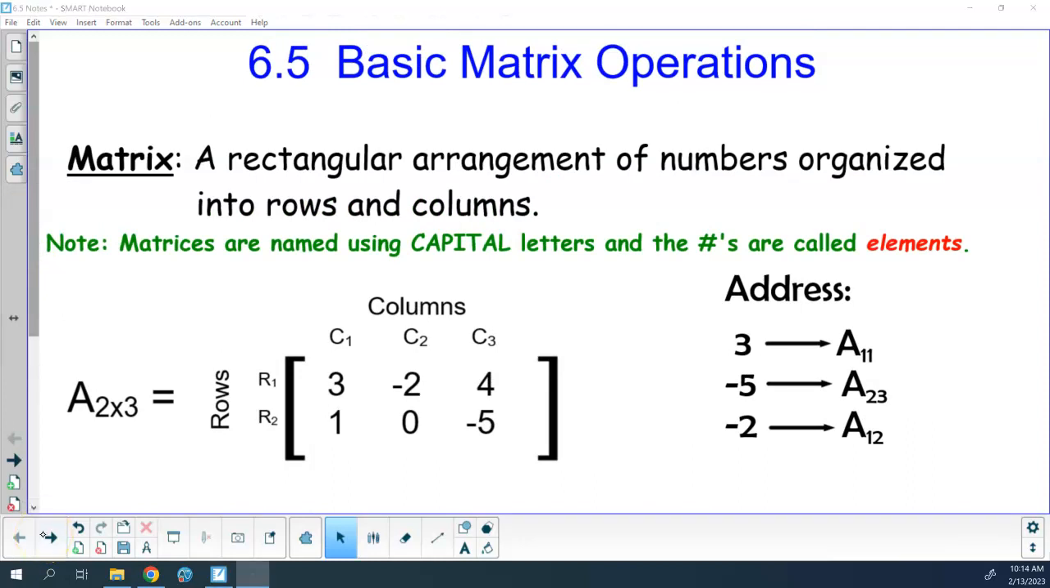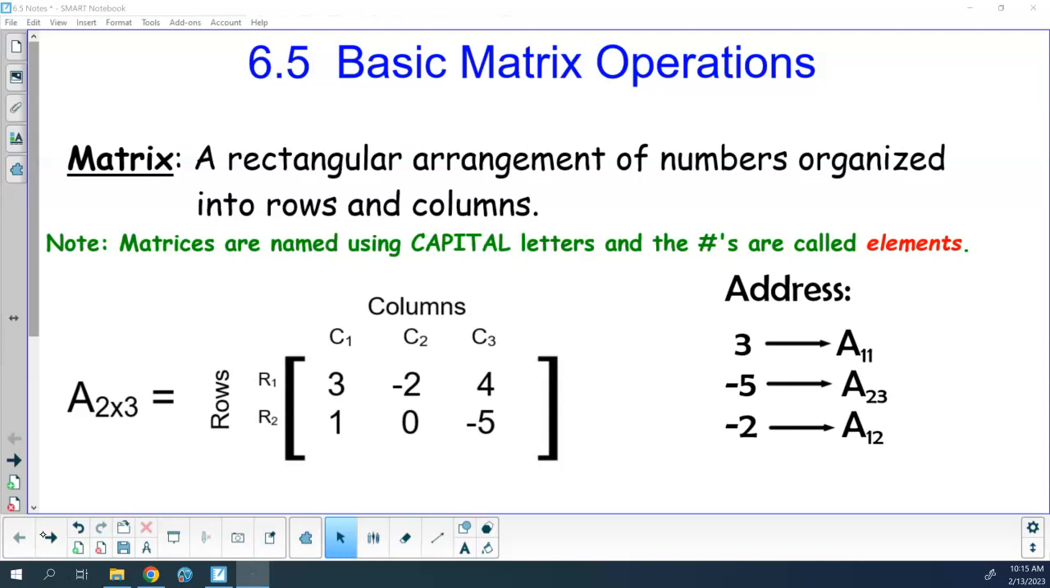All right. So, a matrix is a rectangular arrangement of numbers. It's organized into rows and columns. Rows go horizontally. Columns go vertically. It's kind of like an Excel spreadsheet. Rows by columns, rows by columns.